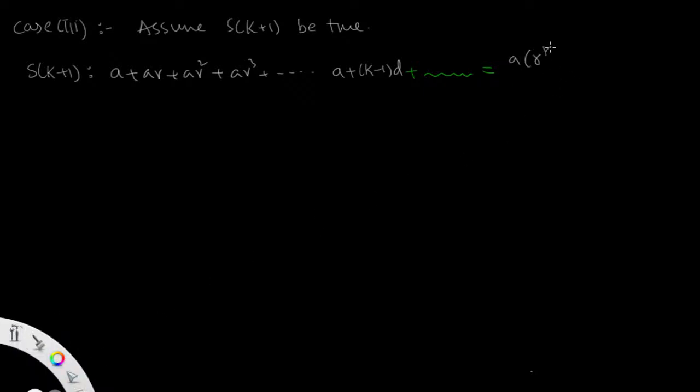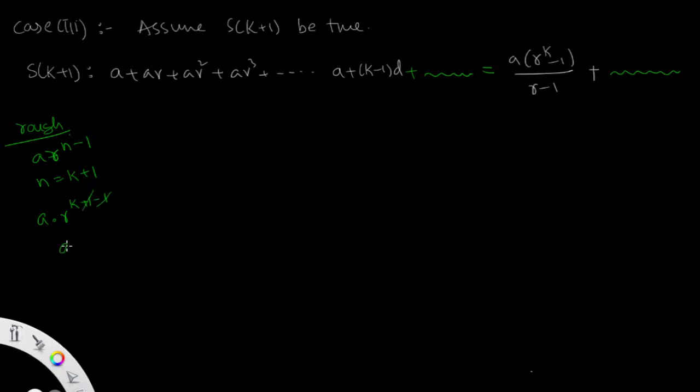A into r power k minus 1 by r minus 1, and then by adding the k plus 1th term, we don't know, so that is why I'm keeping the fill in the blank. So in this fill in the blanks we have three tasks. Rough part I'm taking. Whatever the nth term is, you can write a into r power n minus 1. Put n equal to k plus 1 in the expression, a into r power k plus 1 minus 1, the 1 and 1 cancel, a into r power k. This is the k plus 1th term.